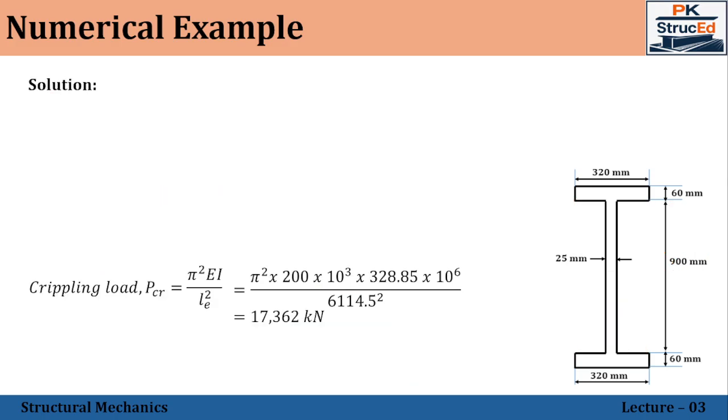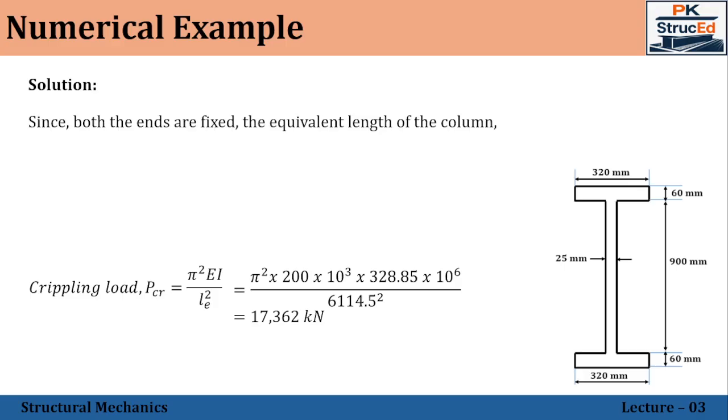So here, the second part is I need to convert this beam as a column. We need to convert this as a column and we are going to apply Euler's buckling formula. Since both the ends are fixed, the equivalent length of the column will be half of the unsupported length, that is L by 2. That is 12,229 divided by 2, which comes as 6,114.5 mm. So we got the equivalent length.